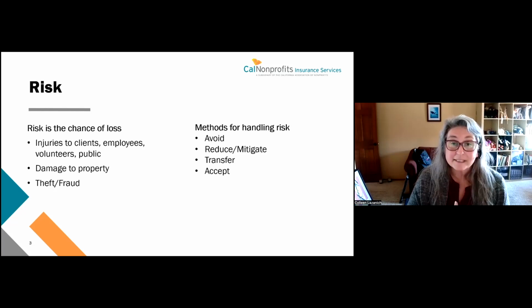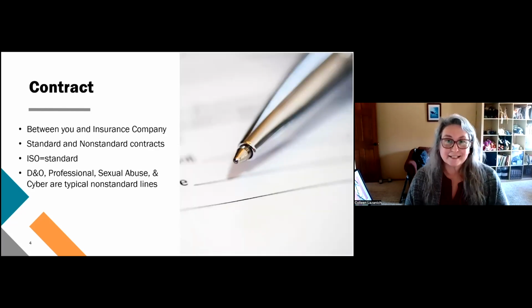And sometimes it's uninsurable. You can't transfer it away to anybody else. You can't do much to reduce or mitigate that risk. So you just have to accept it. But if you accept it, then what you need to do is have a plan for paying for that potential risk.